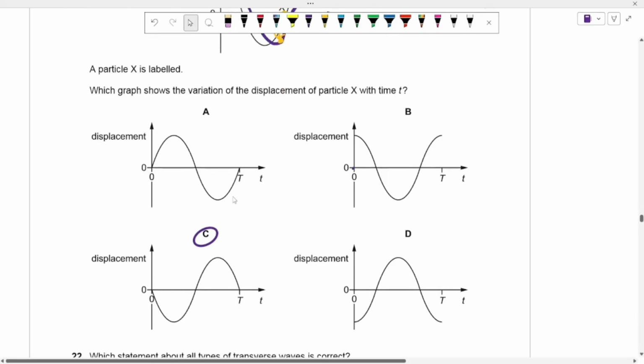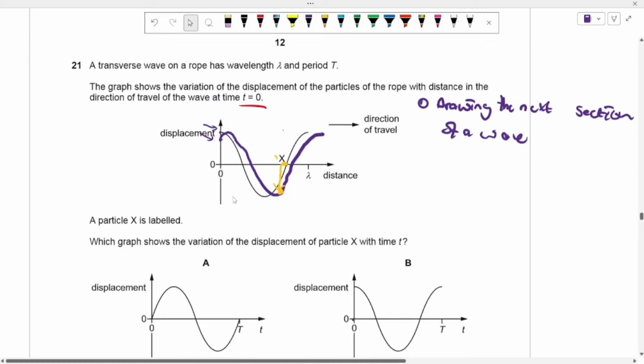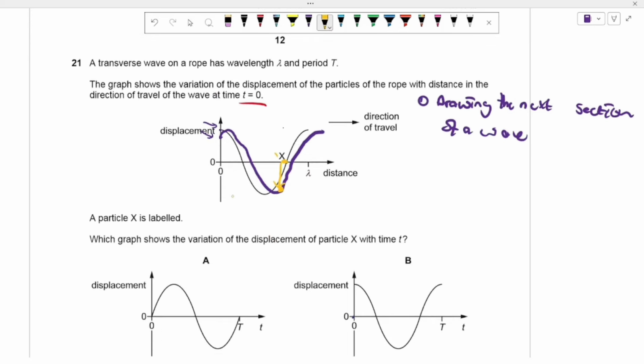So remember, you just want to draw the next section. If they'd given me X being here, let's say here, as you can see here, this particle has moved up. So it was supposed to be this graph moving up. But it's not. So X has to move down because it's clear that X has to move down.